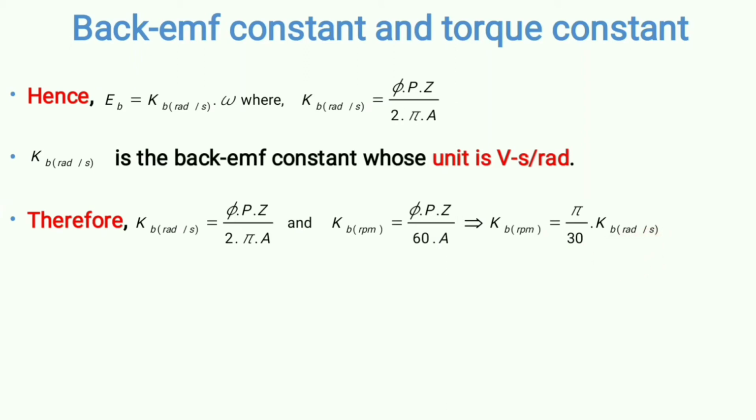So if you are given KB RPM, then you can easily convert it to the KB radian per second. Okay, so this is the relation. So this is all about the back EMF constant. Now let's come to torque constant.